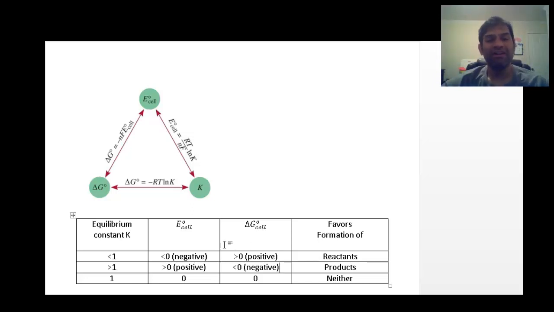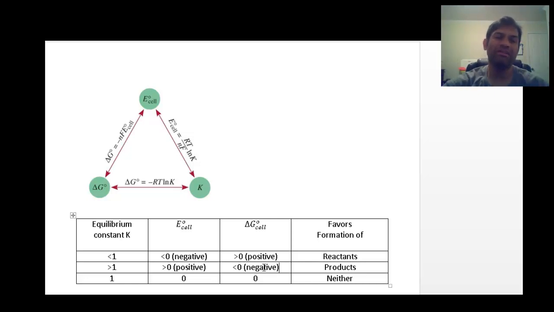So one final point here is that a large equilibrium constant, a positive voltage, a negative free energy, all of that favors the product side. All of those things corroborate and substantiate one another. So the equilibrium constant, the value of your Ecell and voltage, and your Gibbs free energy always substantiate and always corroborate one another. They will never contradict one another.